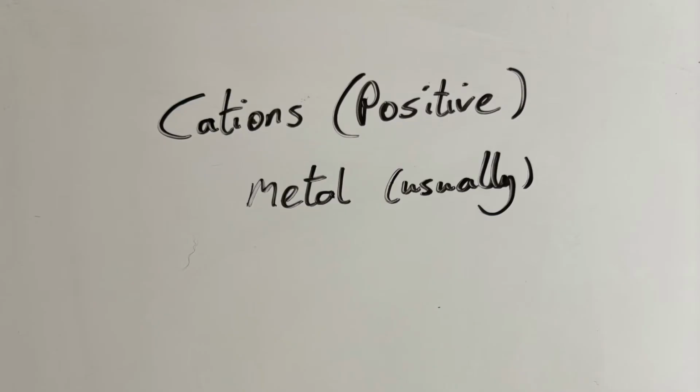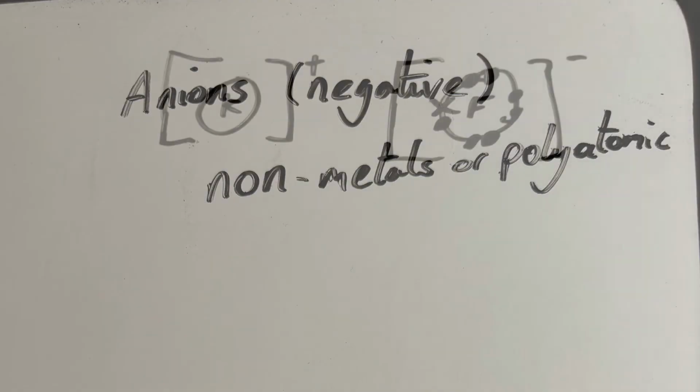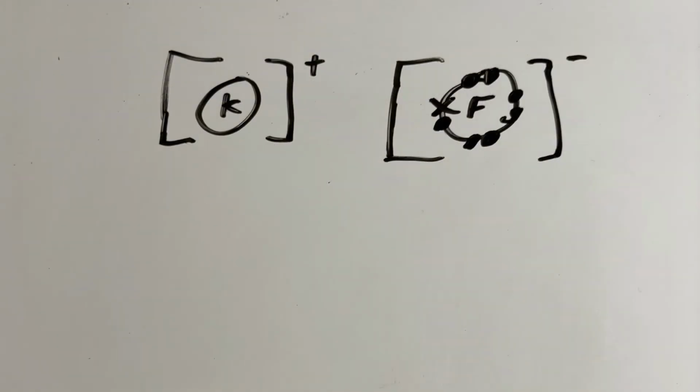Next, we're moving on to bonding, but before that, you need to know what cations and anions are. So cations are positive, and they're normally metal, whereas anions are obviously negative and can be any non-metal or polyatomic anion we went over earlier. Now, again, you should remember dot and cross diagrams from GCSE, but in case you don't, the electron from the potassium has transferred to the fluorine and is represented by the cross.